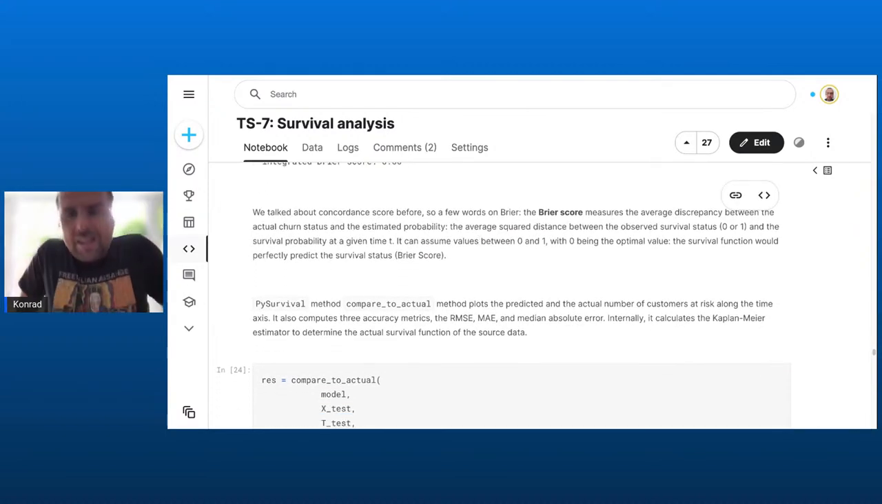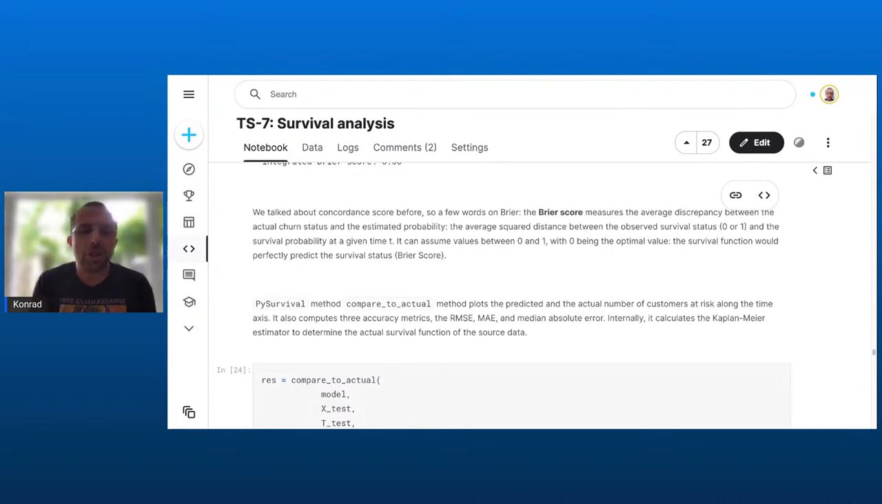Brier score, what's the average discrepancy between the churn status and the probability, which is intuitively sort of mean squared error on the zeros and ones, whether something happened or not, and the predicted probabilities. It's not ideal, but it is a little more intuitive than some of the others.